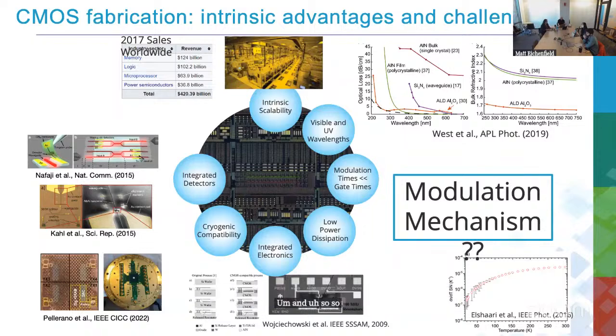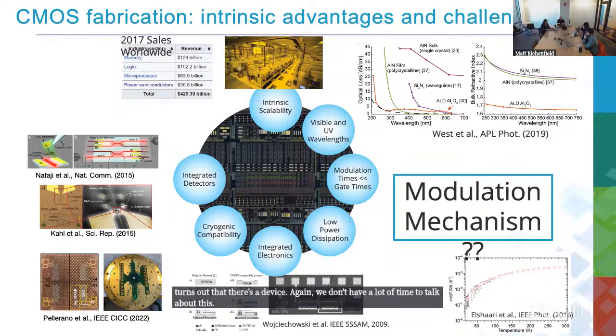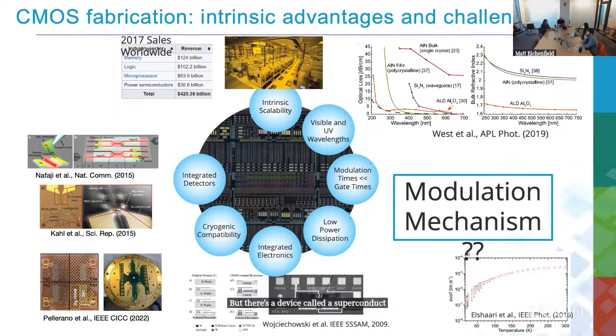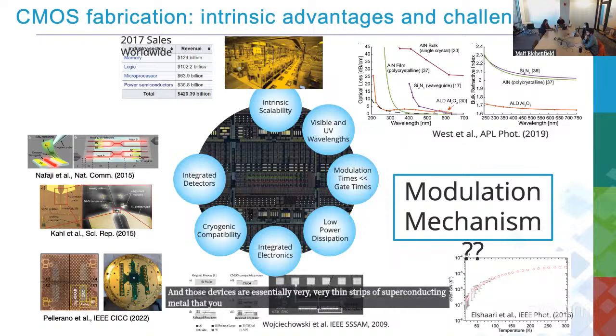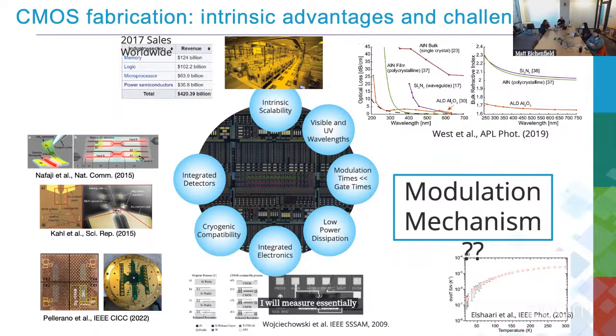So we are going to have cryogenic compatibility. Integrated detectors. It turns out that there's a device, again, we don't have a lot of time to talk about this, called a superconducting nanowire single photon detector. Those devices are essentially very, very thin strips of superconducting metal that you put on top of the waveguides, and they can allow you to detect single photons because a single photon will be absorbed by the metal, and that little tiny increase in temperature takes the metal from superconducting state to a non-superconducting state, meaning that if I'm applying a current, I will measure essentially no voltage drop.